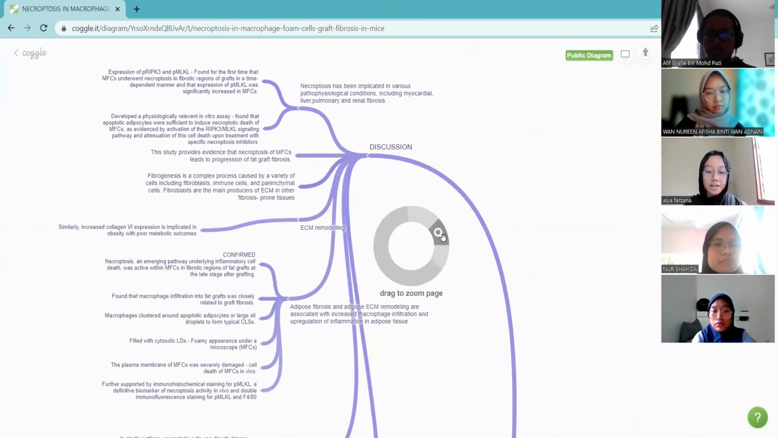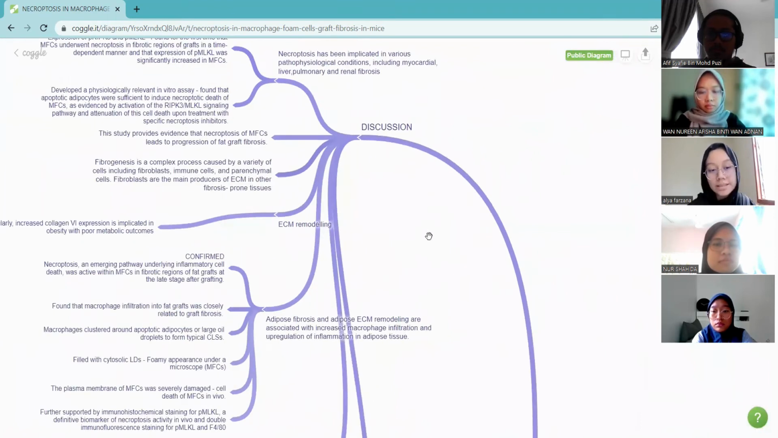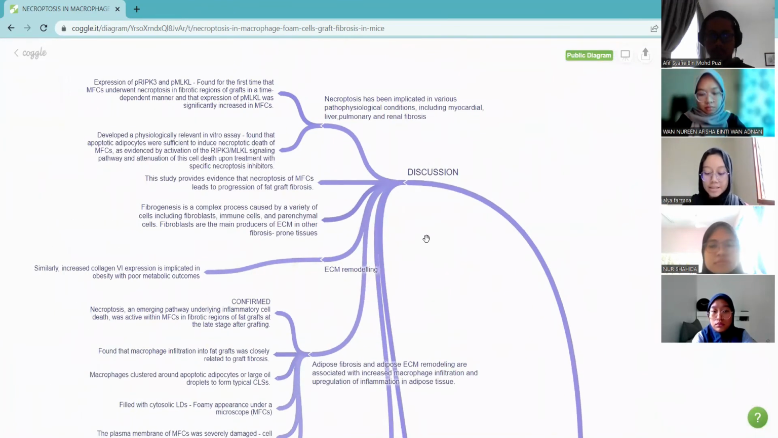Okay, so there are a few things that were discussed in this study. First and foremost, this study provides evidence that necroptosis of MHCs leads to progression of fat graft fibrosis. Just like what I said in the background, fibrogenesis is a complex process caused by a variety of cells, including fibroblasts, immune cells, and parenchymal cells. Fibroblasts are actually the main producers of ECM.